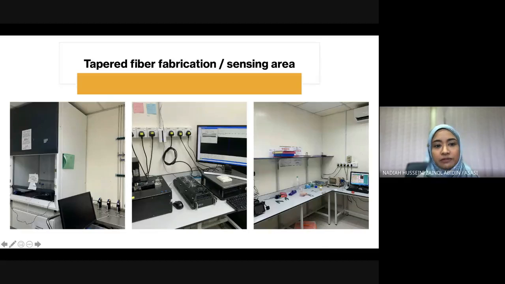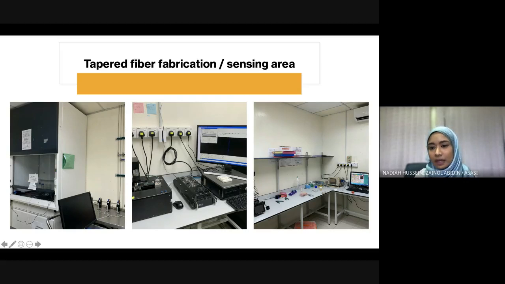So this is our tapered fiber fabrication area and our sensing area. The first picture on your left is where we conduct our gas sensing experiments. We do it in the hood. As you can see, there are 3 lines connected to the hood which supply the gas. The middle part of this figure is the Vytran machine, which is the machine that we use to fabricate our tapered fibers. As you can see on the monitor is a diagram of the tapered fiber, and you can input the parameters of the tapered fiber that you want. The machine does it for us with the help of our technician, Mr.